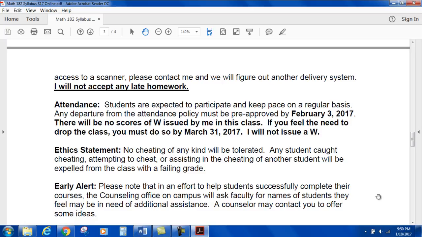Ethics statements. No cheating of any kind will be tolerated. Any student caught cheating, attempting to cheat, or assisting in the cheating of another student will be expelled from the class with a failing grade.